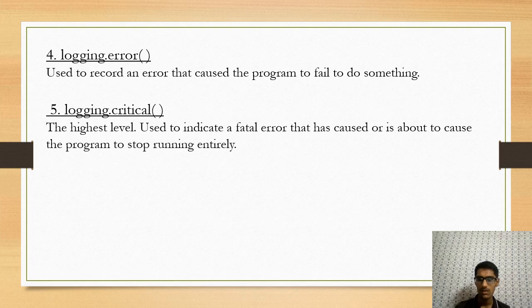The next logging level is logging.error. Logging.error is used to record an error that causes the program to fail to do something. The last logging level is logging.critical. Logging.critical is the highest level. It is used to indicate a fatal error that has caused or is about to cause the program to stop running entirely.